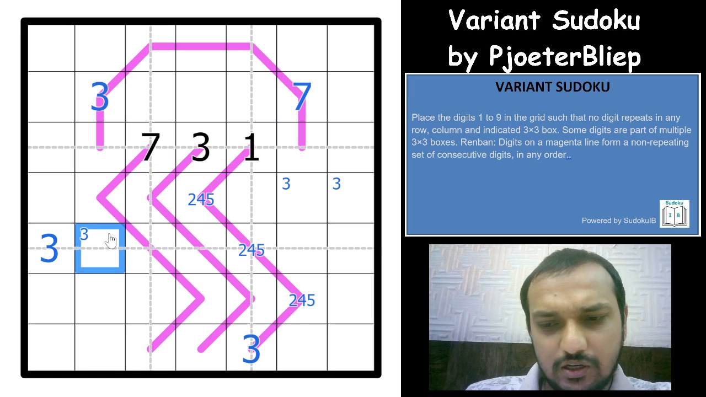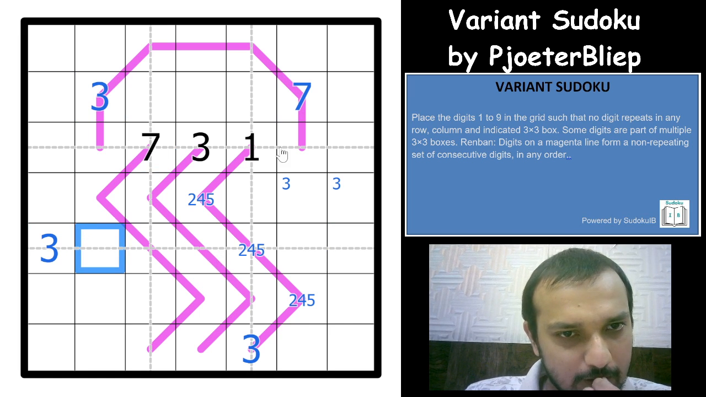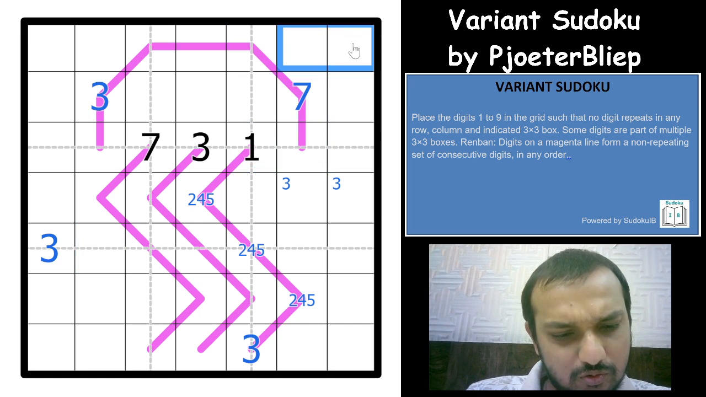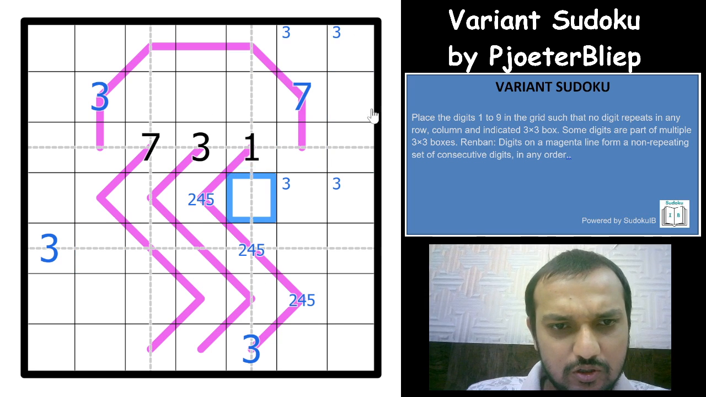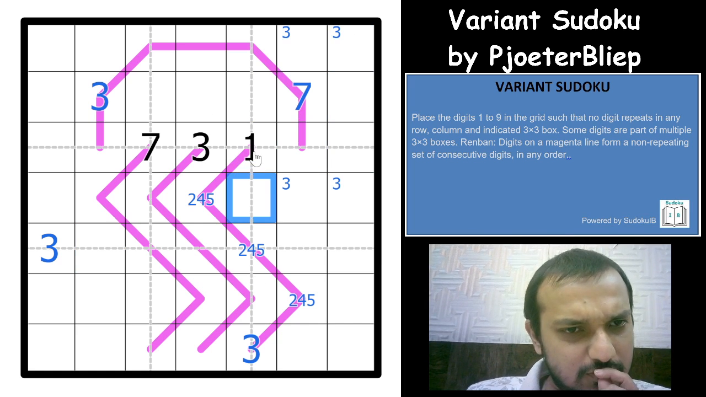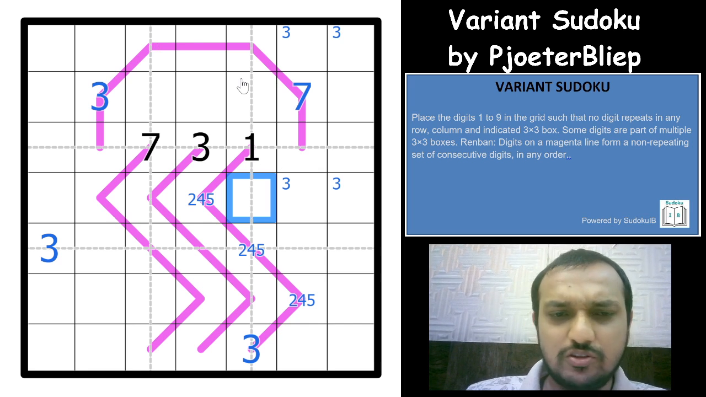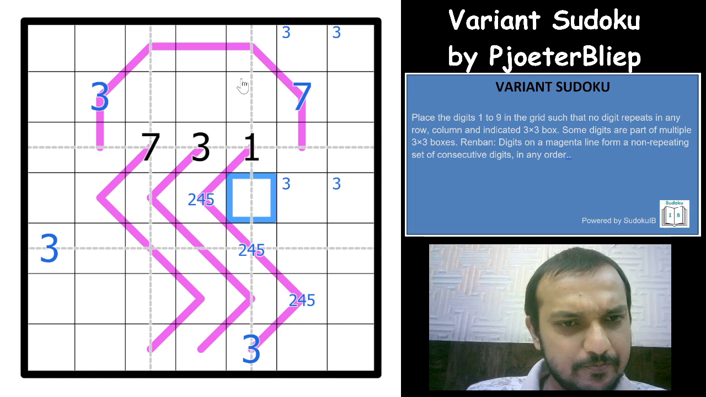That gives you a 3 here. Oh wow, amazing. So 3 cannot be here, cannot be here, cannot be here, so you have a pointing of 3 in this box. So we got all the 3's here already. For this line, it's either 1 to 7, 2 to 8 or 3 to 9. There are 3 possibilities, right?